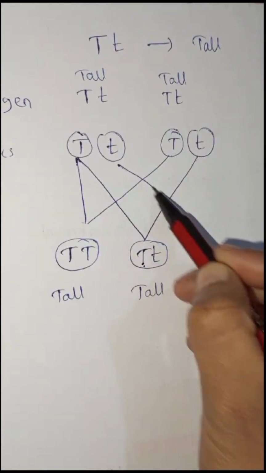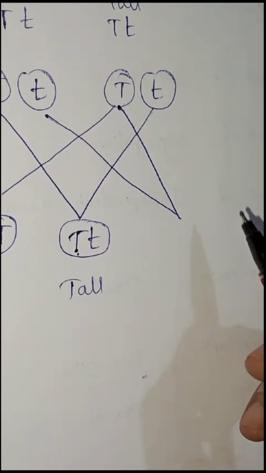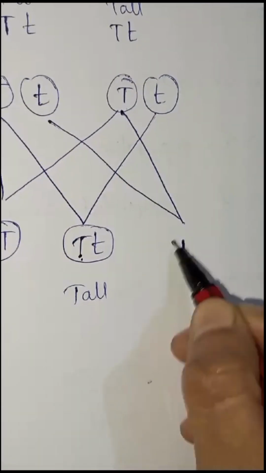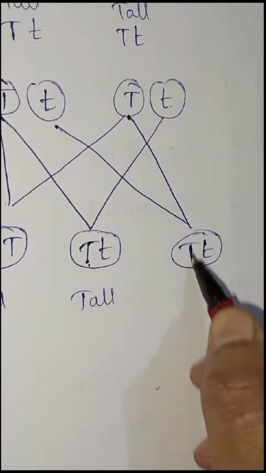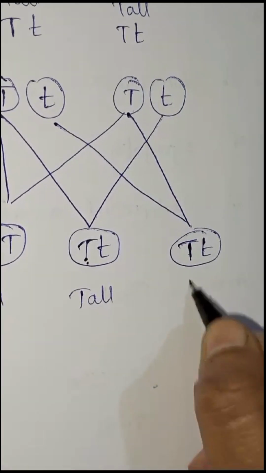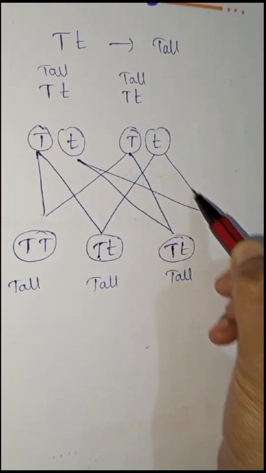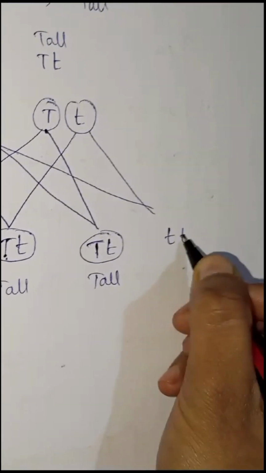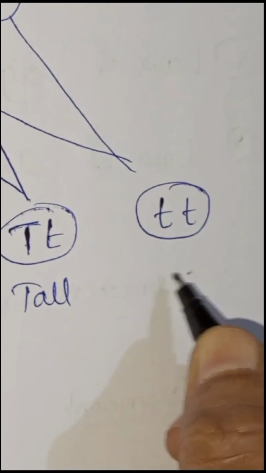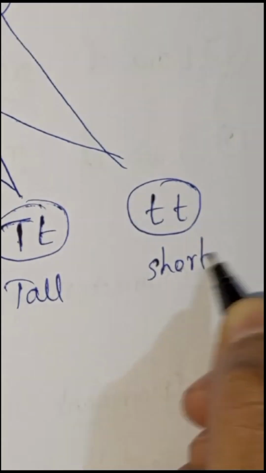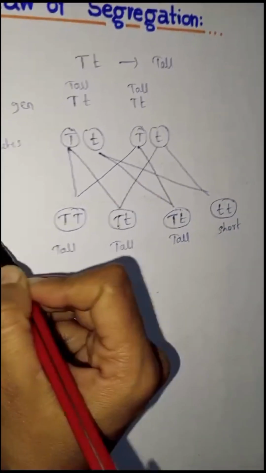Then next, small t is bred with capital T, and I have told you earlier that the capital letter must be written first and then the small letter. Again the capital letter is there, so it is tall. Next is small t and small t, both are small. As both are small, they represent the recessive character, that is short. So this is the F2 generation.